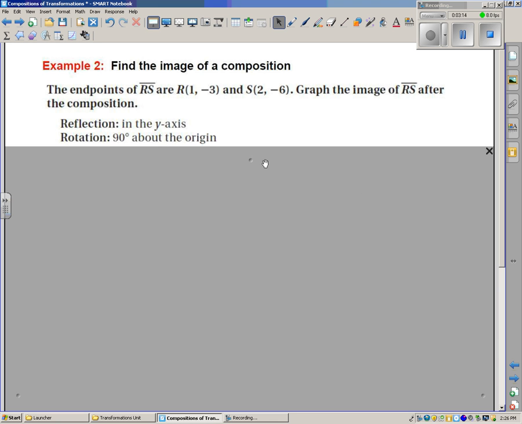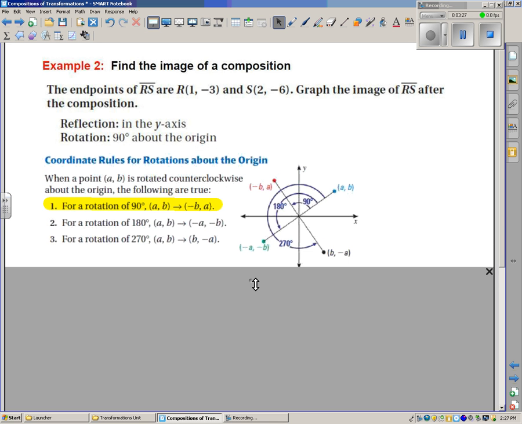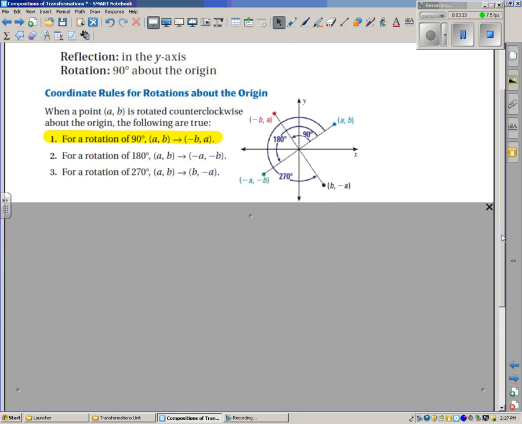Let's try one more. Find the image of a composition of a segment RS after we reflect in the y-axis and then rotate 90 degrees about the origin. Well, we might need a little refresher on the coordinate rules for rotations about the origin. When a point AB is rotated counterclockwise about the origin, the following is true. So our coordinates AB or XY are going to swap places in a 90-degree rotation, and your X coordinate will now be negative, or the opposite of what it was.